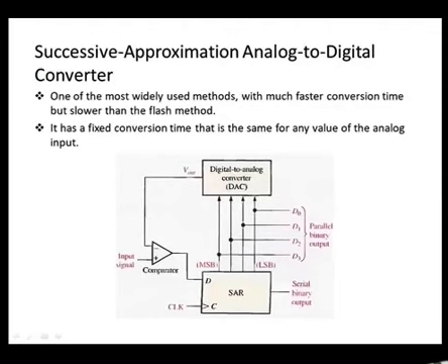The second method is the successive approximation analog to digital converter. It is one of the most widely used methods, with a much faster conversion time than some methods but slower than the flash method we have already studied. It has a fixed conversion time that is the same for any value of the analog input.